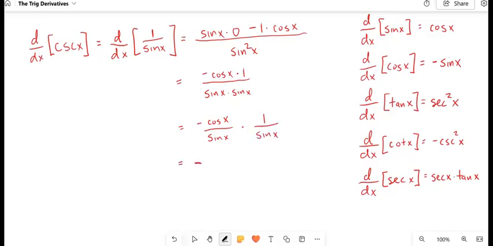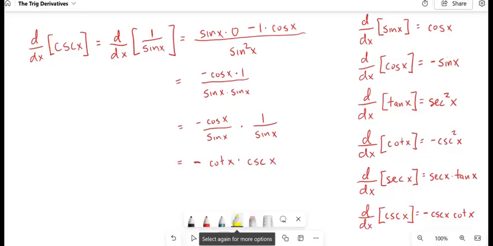So I'm going to just pull that negative all the way out. Cosine over sine is cotangent. 1 over sine is cosecant. So there's the sixth and final trig derivative. And the one thing that I want you guys to pay close attention to here, and you may have already observed it, is that any time the trig function starts off with co, we end up with a negative in our derivative.